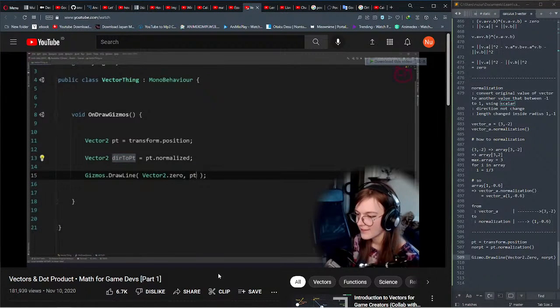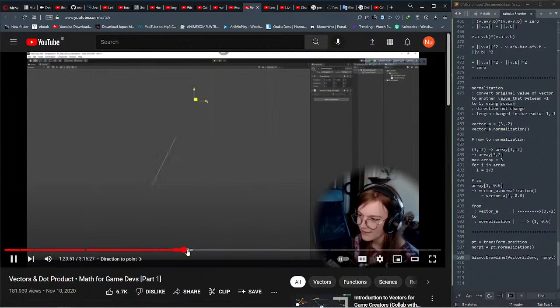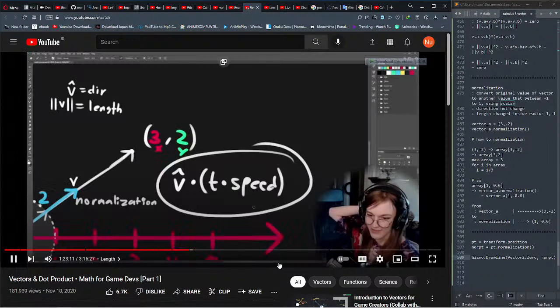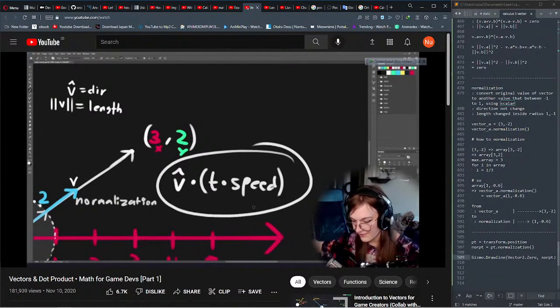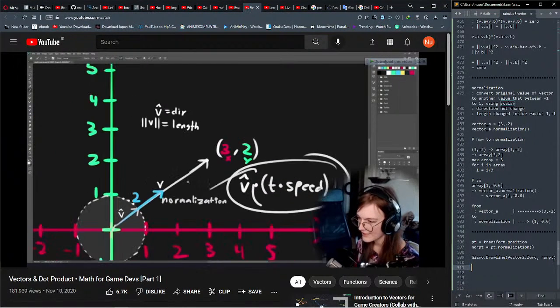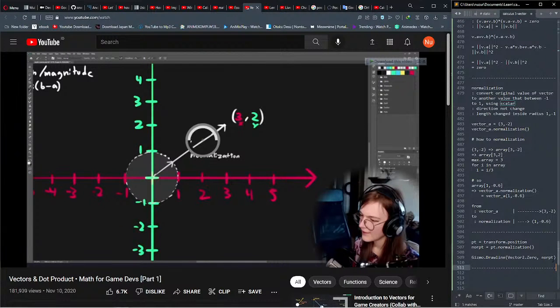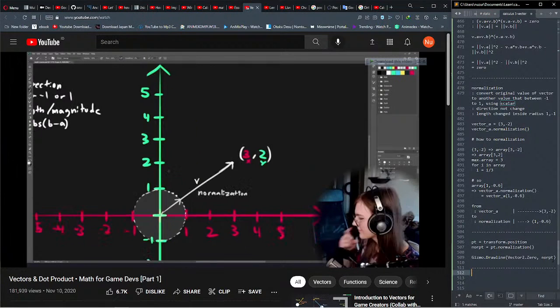Okay, so if we draw that instead, and then go back to Unity, now this line always has a length of 1. Okay, so let's talk about the length, because we've sort of mentioned the length a lot when it comes to normalizing things. We probably should have talked about length before normalization, but you know what? That's okay. All right, so let's talk about length. How do you get the length of the vector, right?